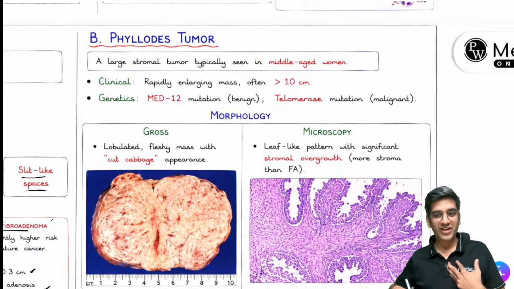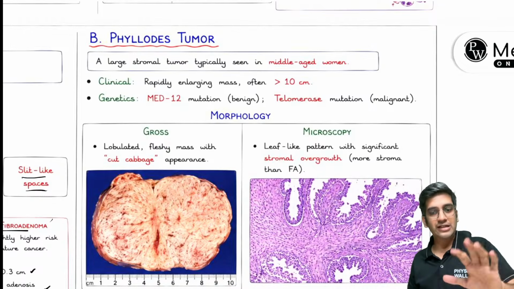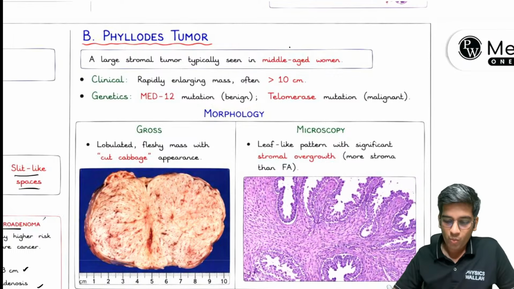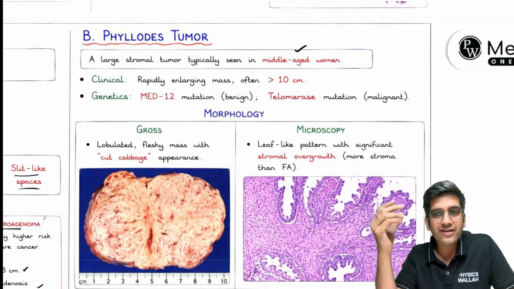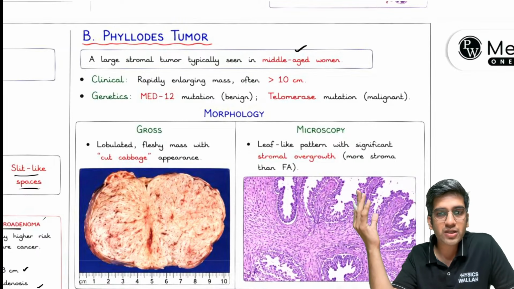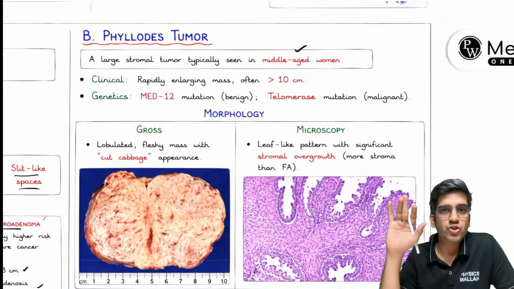Diagram, you want me to draw a diagram. I'm worst in diagram, but I'll still try. Fine. Phyllodes tumors. Phyllodes is also a stromal tumor. One of the classical clues in real life, 10 plus centimeters of tumor in the breast parenchyma has to be phyllodes and not anything else, not even breast cancer.